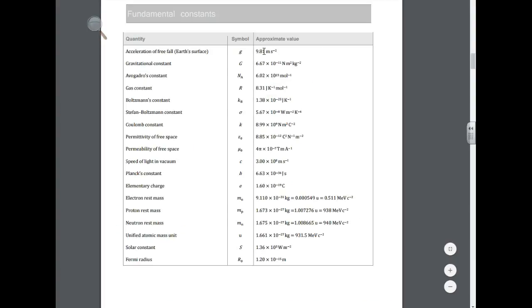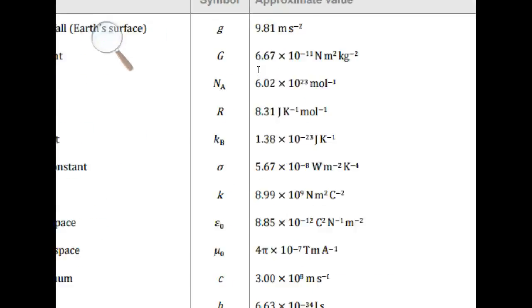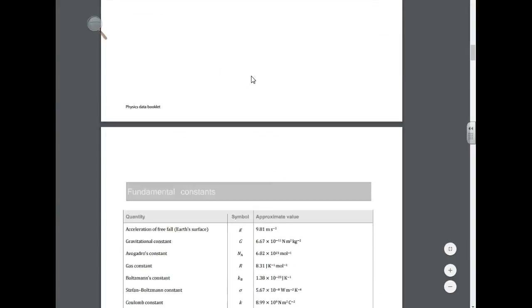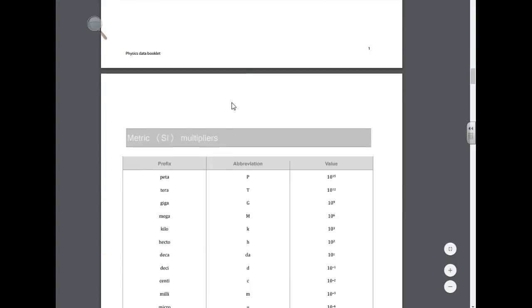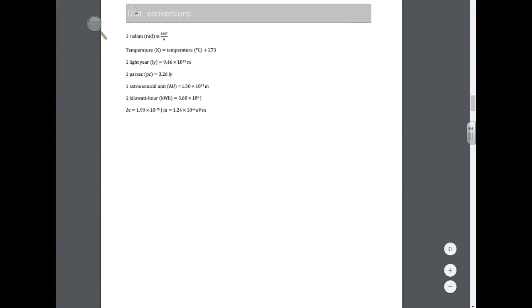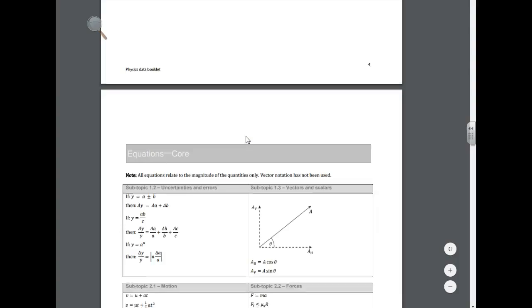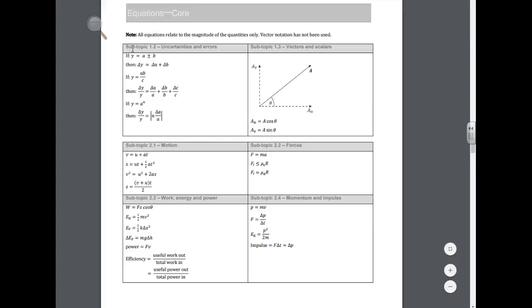You even get the value of g at the surface of the Earth, 9.81 meters per second squared. The value of big G, you all remember that. And a bunch of equations, too. You even get the prefixes, right? Like milli is 10 to the minus 3. And you get some conversions, circuit symbols, and some equations. The equations are organized by topic. This is topic 1 that we're learning right now. Topic 2 is the stuff we learned last year in honors physics, or chem phys. And so let's take a look at these.